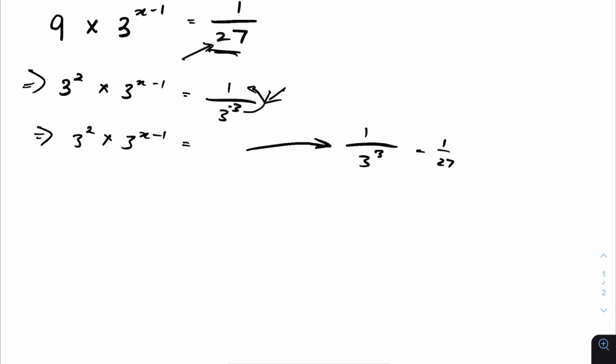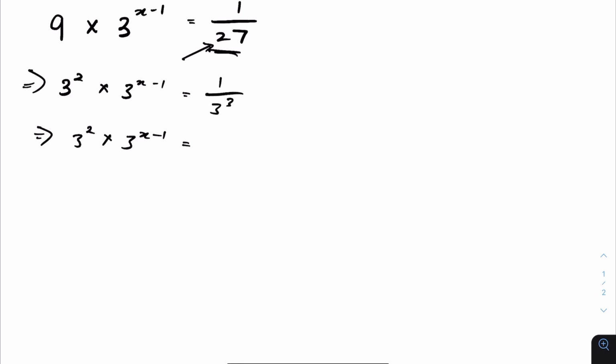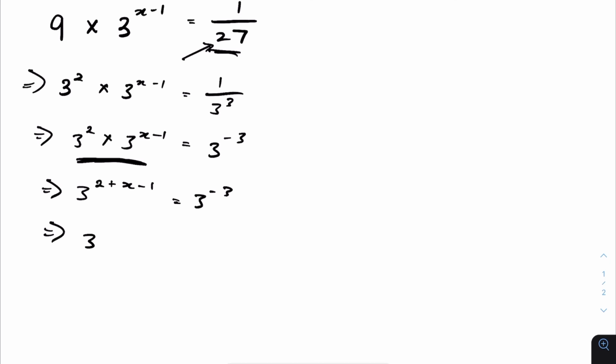Let me just erase this, sorry, and write that out again. 1 over 3 cubed, which is equal to 3 to the power of negative 3. Now we can just use the addition rule here because they're the same base. So it's 3 to the power of 2 plus x minus 1, which is equal to 3 to the power of negative 3. That's equal to 3 to the power of x plus 1, which is equal to 3 to the power of negative 3.